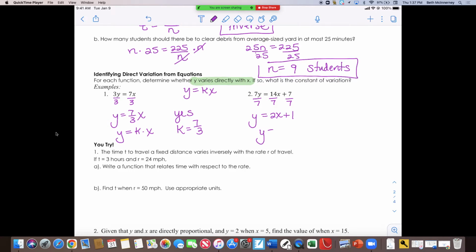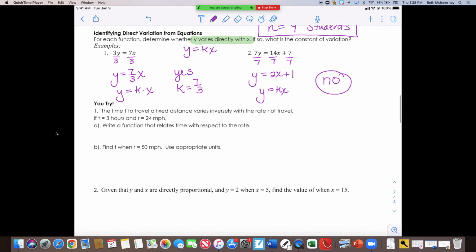Does this look like y equals kx? No. Why is it not equal to y equals kx? What's the problem? Yeah, Lilia? Good job. There's an addition of something at the end.